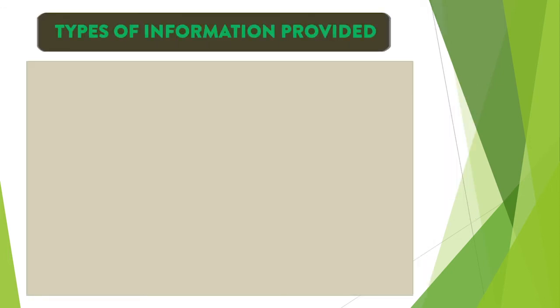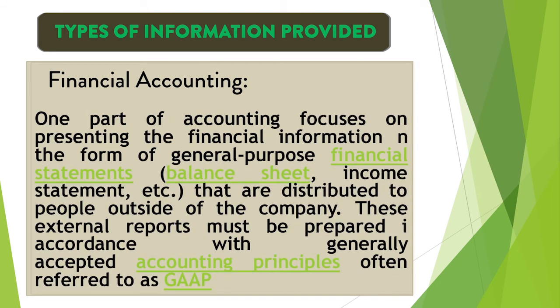There are two major types of information that can be provided by accounting, that is financial and managerial. What is financial accounting? What information can you find here, or what can it provide? One part of accounting focuses on presenting the financial information in the form of general purpose financial statements, which include the balance sheet, income statement, etc.